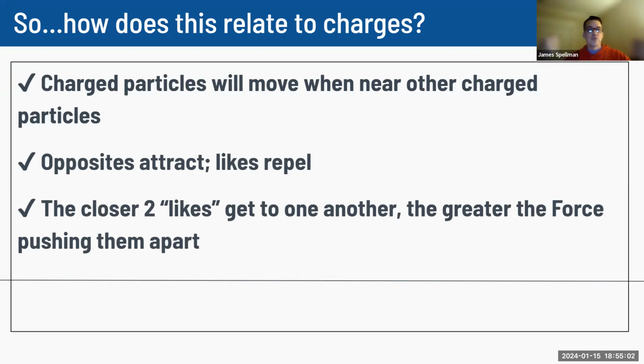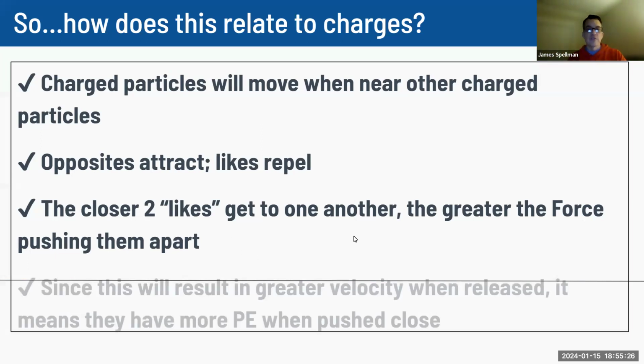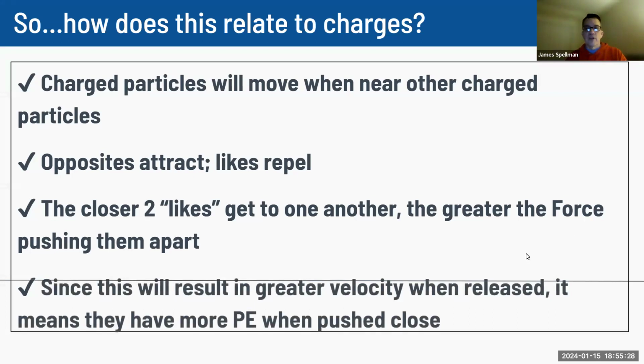You did the PhET simulation where when the objects were closer and closer, the amount of force between them was higher. So if we take two like charges, for example, the closer they get to one another, the greater force it takes to push them together. Therefore, there's going to be a greater amount of force pushing them apart. And because they're going to be pushing apart and going faster, that's going to relate to the amount of energy that they have. So again, this is going to result in a greater velocity. It means that they're going to have more potential energy when pushed close together.